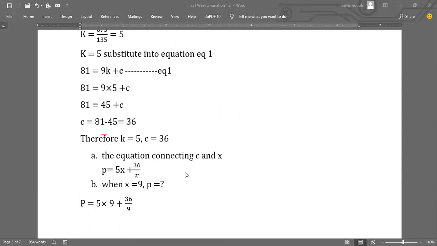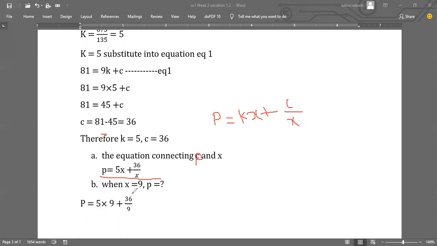So the equation connecting them, let me make this correction here again: the equation that connects them has P, not C. So the equation connecting them is P equals Kx plus C over x. Remember that was the general equation. We know our K now to be 5, so you have P equals 5x plus 36 over x. So that is the statement that connects them, and that answers question 1.